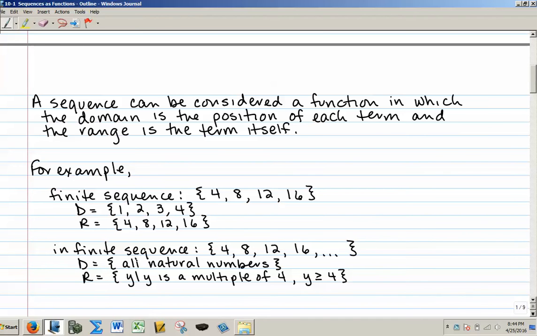An infinite sequence that would continue on, 4, 8, 12, 16, and so on, the domain would be all natural numbers, and the range would be the set of all y, such that y is a multiple of 4, y being greater than or equal to 4. Notice our first term is 4, and then each one goes up by 4 to get the next term in the sequence.